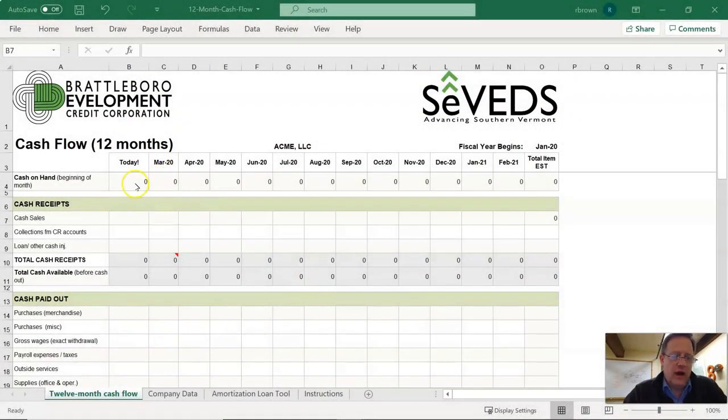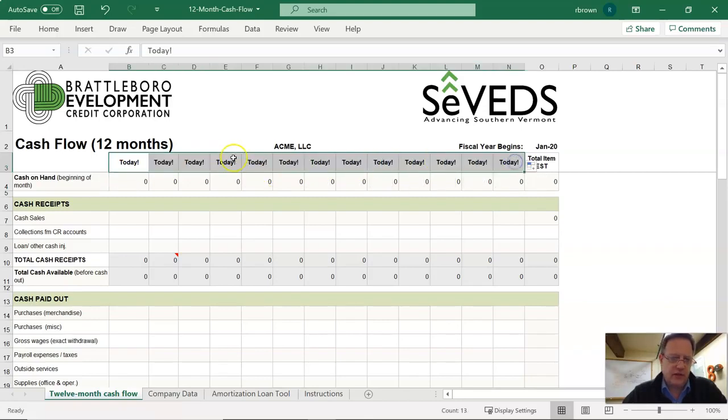Okay, so the first tab, you'll see it's the worksheet itself. It's the 12-month cash flow. I put in a company name, fiscal year that starts at the beginning of the calendar year. And then across the top here, you will see the months as they extend out through the year to the right.